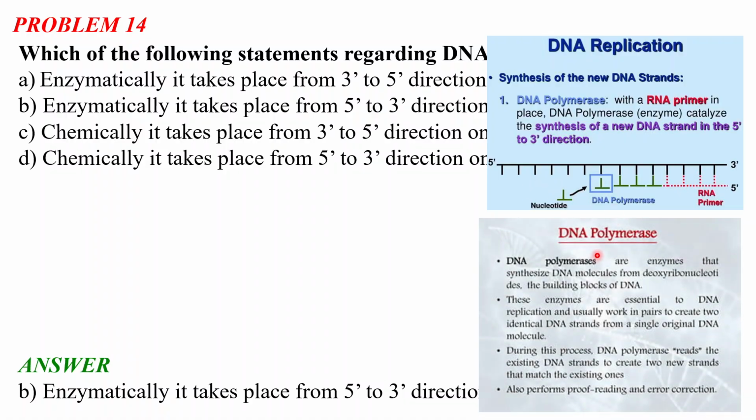DNA polymerases are enzymes that synthesize DNA molecules from deoxyribonucleotides, the building blocks of DNA. These enzymes are essential to DNA replication and usually work in pairs to create two identical DNA strands from a single original DNA molecule. During this process, DNA polymerase reads the existing DNA strands to create two new strands that match the existing ones, and also performs proofreading and error correction.